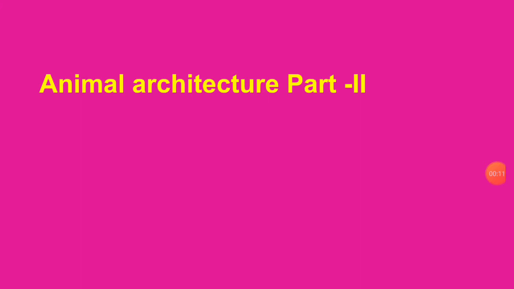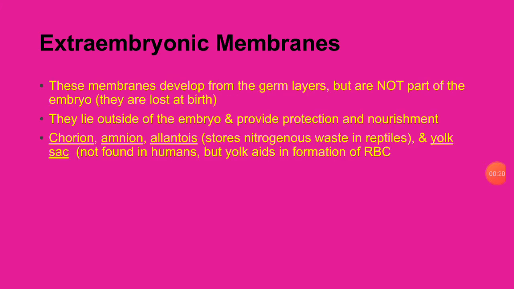In today's video, I am going to explain the remaining part of the animal architecture. I have already uploaded the first part of the animal architecture. In this, you are going to study first about extra embryonic membranes. These membranes develop from the germ layers, that is ectoderm, mesoderm and endoderm, but are not part of the embryo. They are lost at birth. They lie outside of the embryo and provide protection and nourishment to the developing embryo.